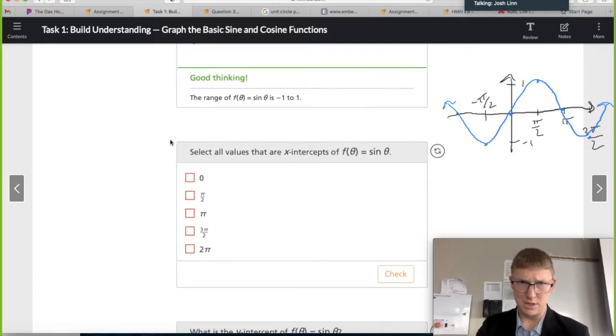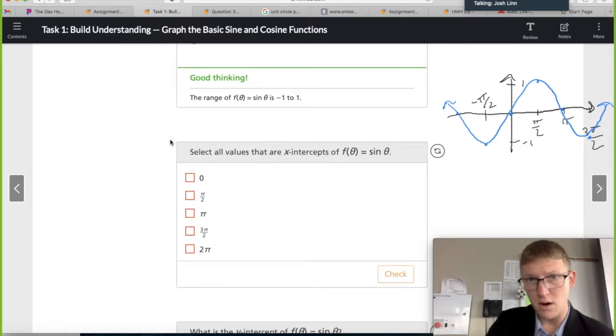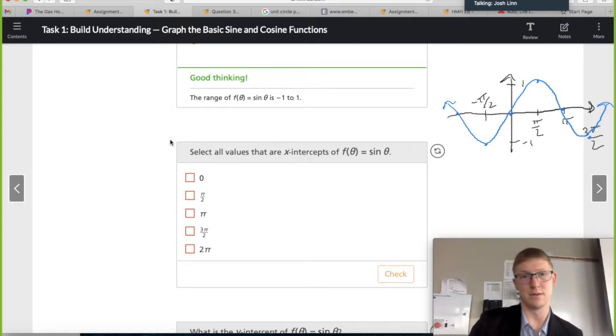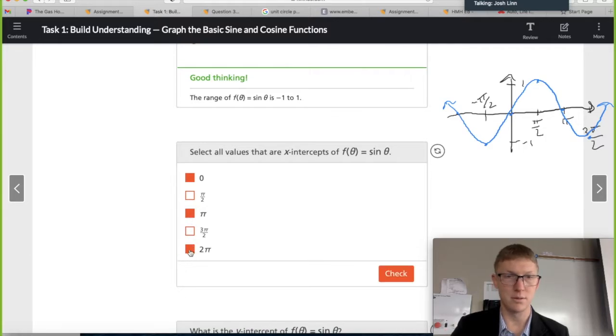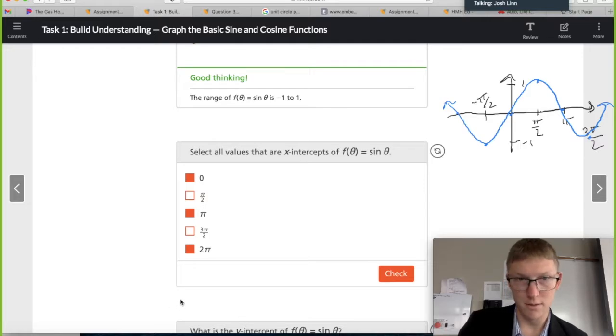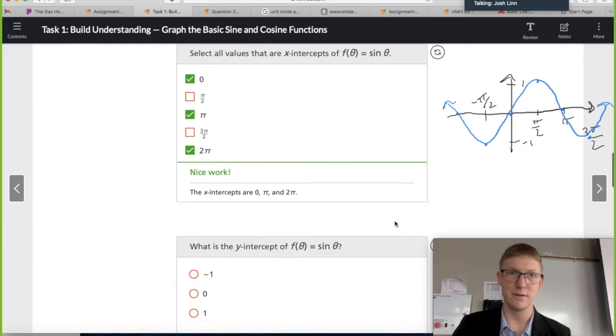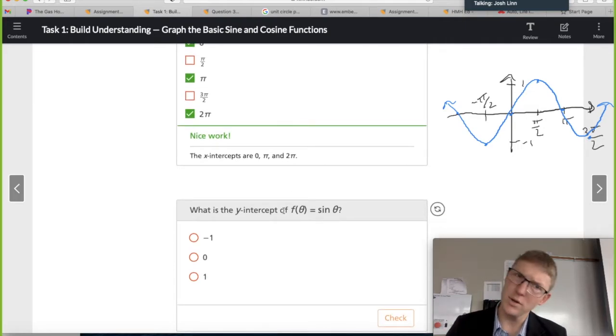So let's see here, select all values that are x-intercepts. Now this is not even all the values because they go on forever, but let's see here: 0, pi, 2 pi, 3 pi, 4 pi, 5 pi, 6 pi, 7 pi, 8 pi. Are you catching on to the pattern yet?